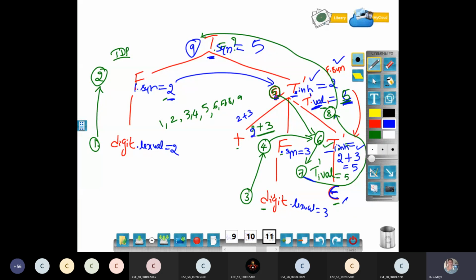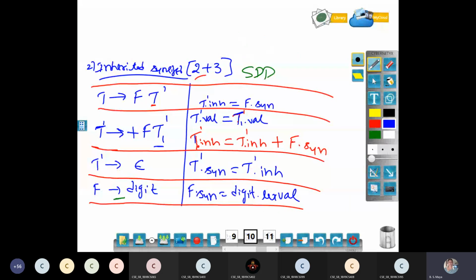First I am inheriting 2. Once you get the inherited value, only then should the sink be calculated. That sink is the final value of T. T dot of sink is equal to, tell me, 8. Node number 8. What is node number 8? T dash of value. Very good.